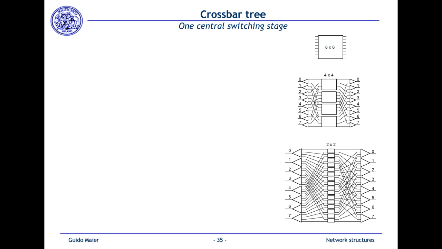How can we obtain this network? Basically, we have splitters in the first stage and combiners in the last stage. In the general case, the splitting factor is a k that must be less than n. If the splitting factor is equal to n, then we go back to the crossbar tree case and the central stage disappears. Okay. But here we can use a splitting factor that is less than n. For example, in this case, the splitting factor is 2, and in this case, the splitting factor is 4.